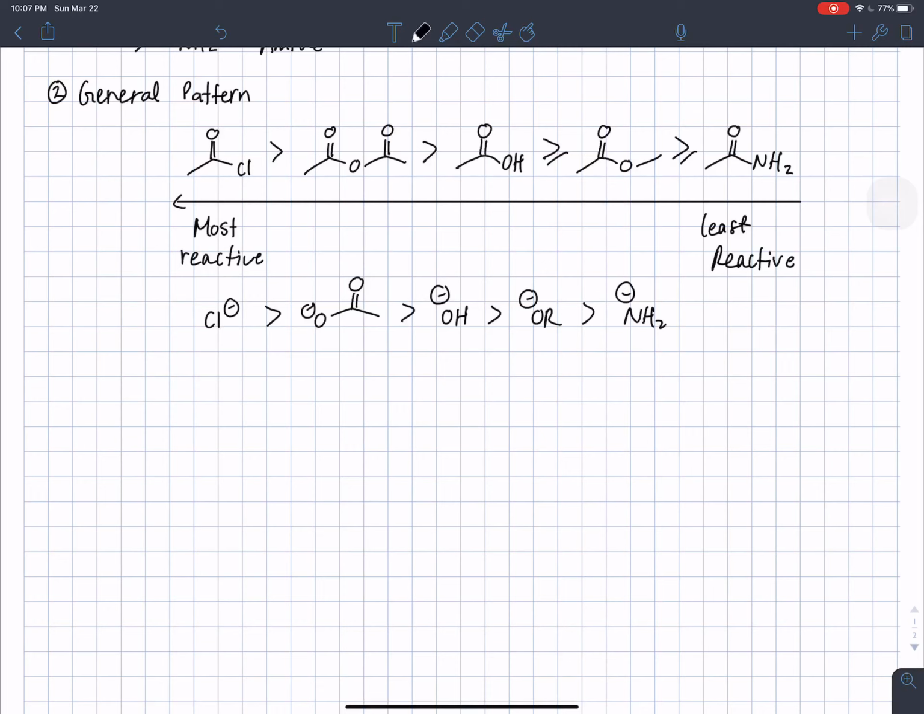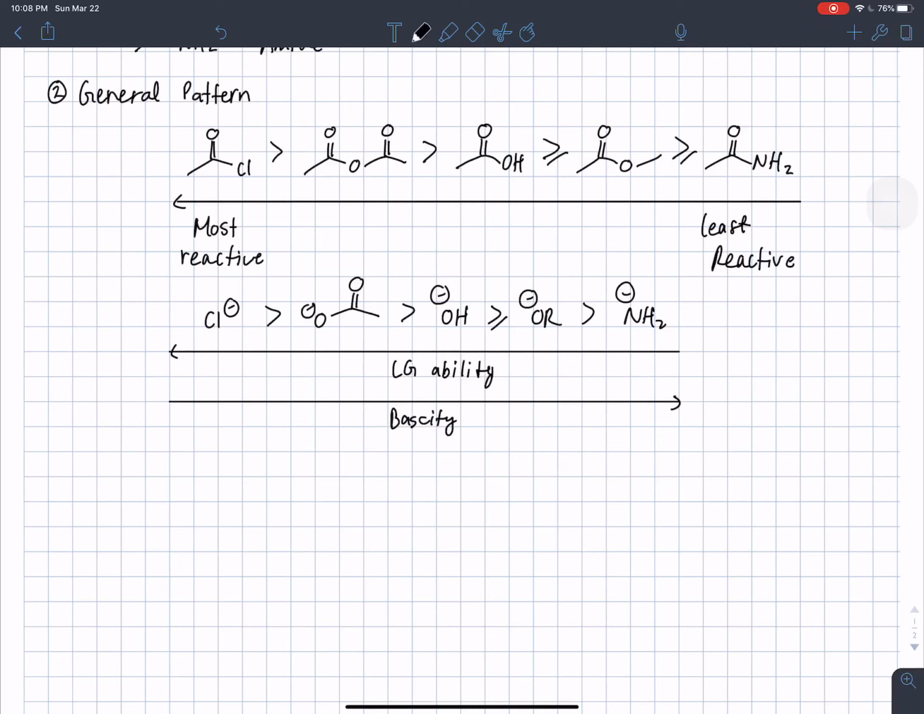So another thing you might see is that they rank these by basicity and leaving group ability. If you're the most reactive, it's because you want to leave. So Cl is considered the best leaving group in this case. This is leaving group ability. So Cl is the best leaving group and NH2 is the worst leaving group. And if you're a better leaving group, well then that means you're a really bad base. It goes opposite.